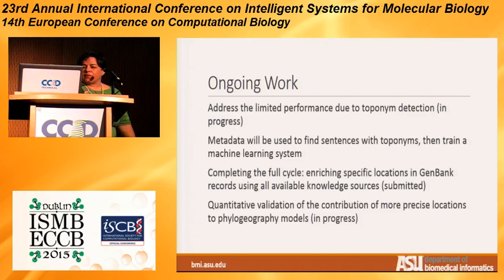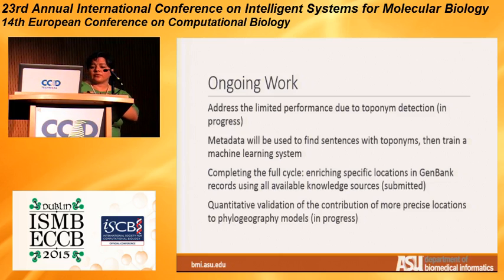This is an example of what we're doing for that task, just basically throwing in some machine learning, and then completing the full cycle. So we are now working on the other end of the spectrum, enriching specific locations in GenBank, using all available knowledge sources, including all other locations mentioned in the paper and other papers that refer to that sequence, and so on. And then another one is, okay, so we're improving all this.